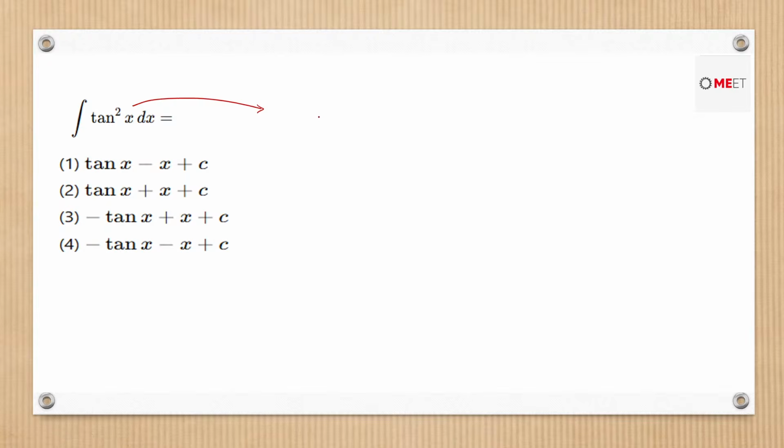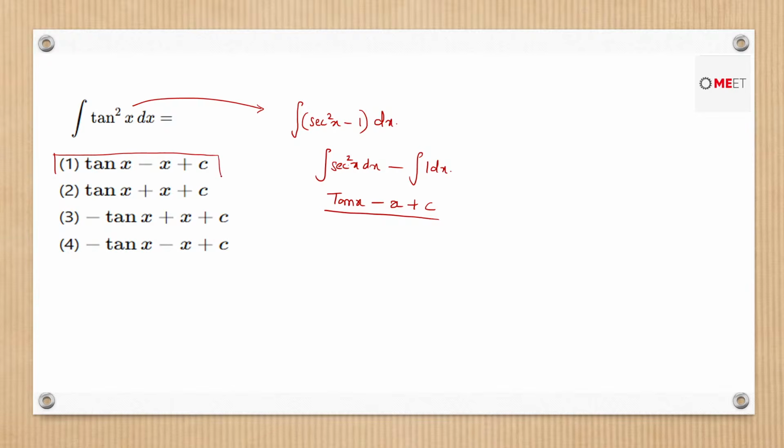Tan square x dx can be expressed as integral of (secant square x minus 1) dx. So integration of secant square x dx and integration of 1 dx. Integration of secant square x dx is tan x and integration of 1 is x plus c. So this will be tan x minus x plus c. That is option 1 is the answer.